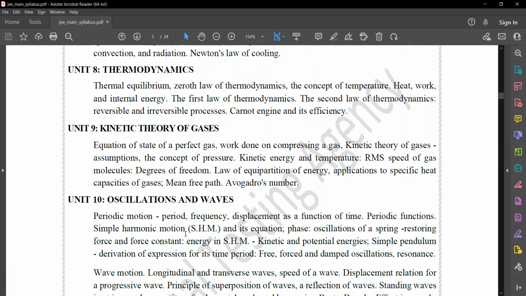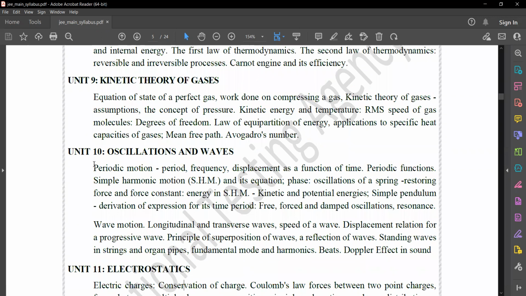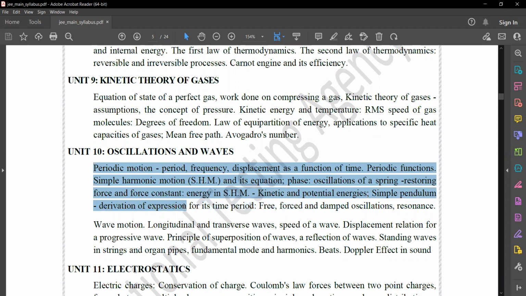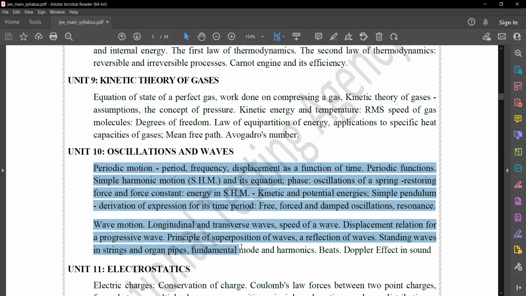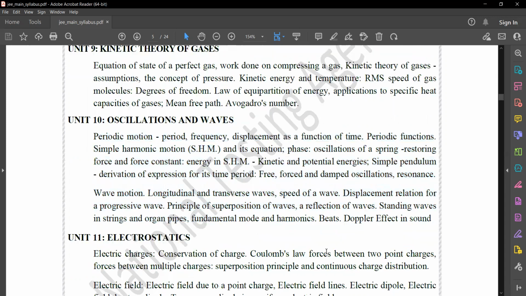Then the 14th and 15th chapters of your NCERT book, oscillations and waves. Periodic motion, period, frequency, displacement, periodic function, simple harmonic motion, kinetic and potential energy, simple pendulum, derivation of expression for time period, free, forced and damped oscillations, resonance, wave motion, longitudinal and transverse waves. So 14 and 15 combined, right? Displacement relations for a progressive wave, principle of superposition of waves, reflection of waves, standing waves in strings and organ pipes, fundamentals and harmonics, beats, Doppler effect in sound.